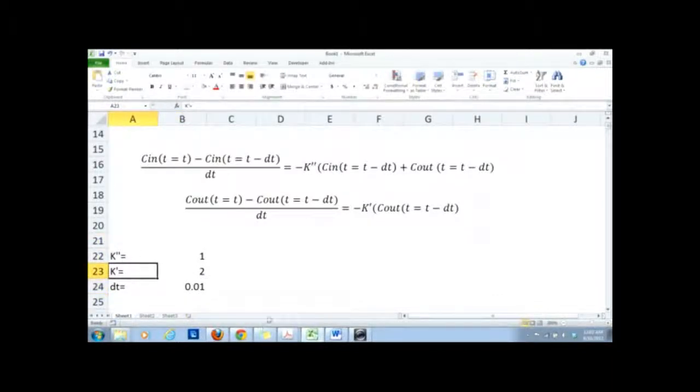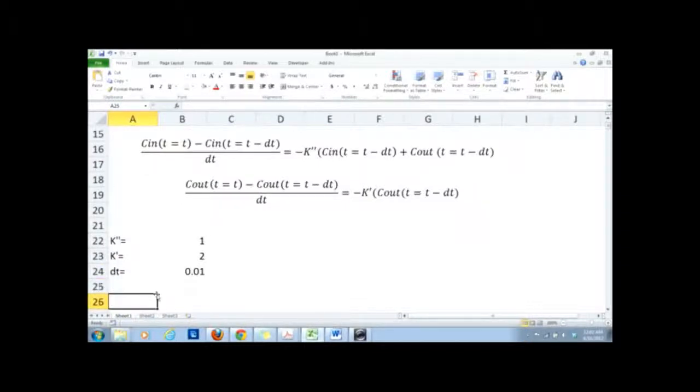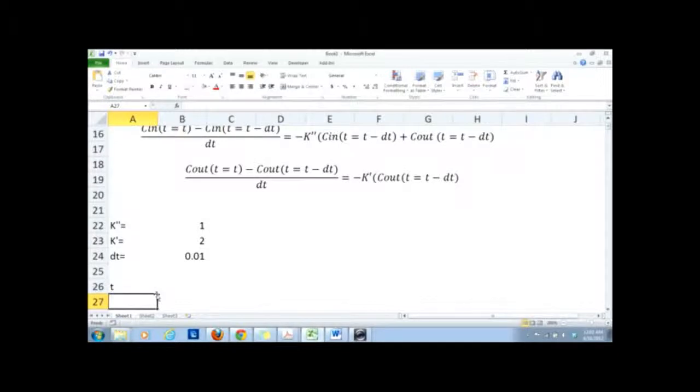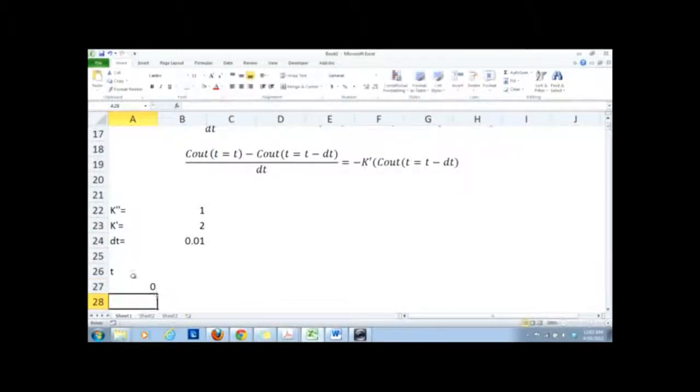Now what I'll do is I'll first define t. So t is equal to 0 in the beginning. So at t is 0, let me define C in and then C out. So let me center them.